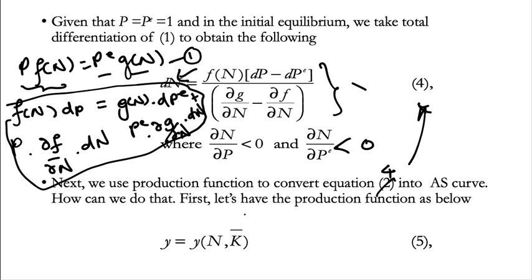Now, how can we do that? We have the production function like this. What you need to do is totally differentiate the production function. When you totally differentiate the production function, on the left-hand side, it becomes dy. On the right-hand side, you have n and k. Recall here, k is constant. So when we totally differentiate, you have delta y over delta n times dn, so we are doing it for n.